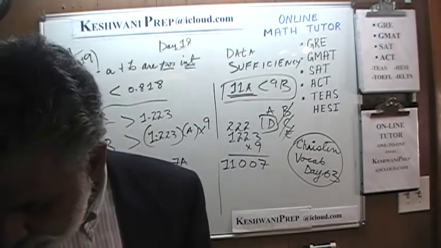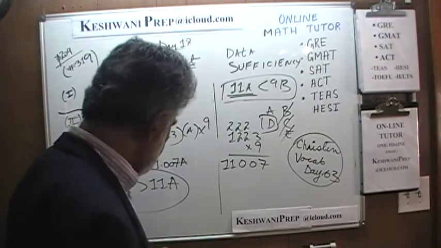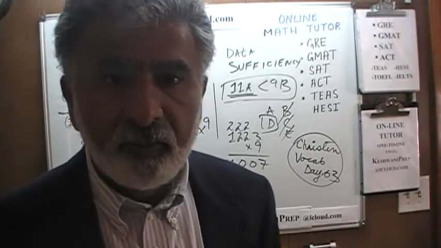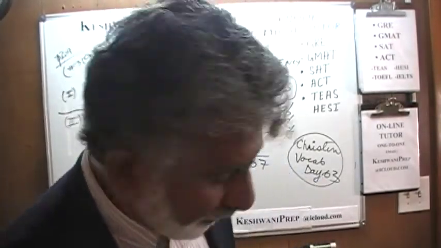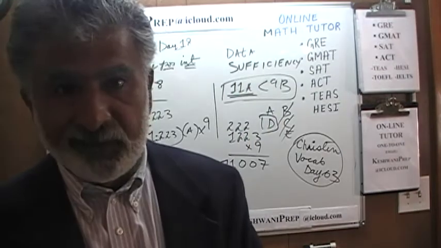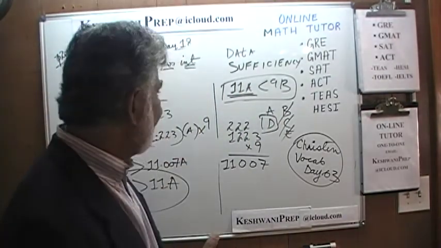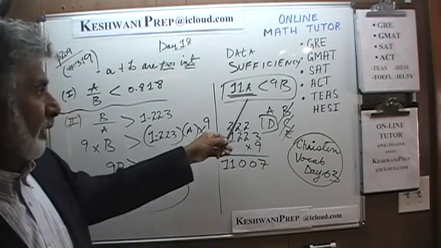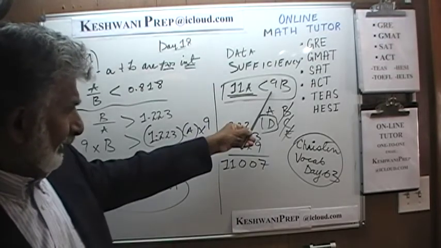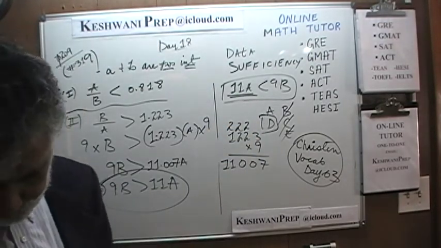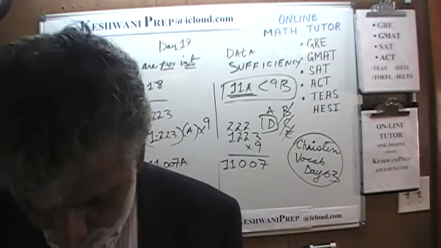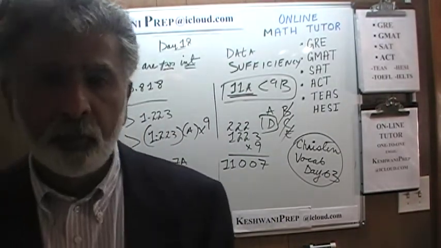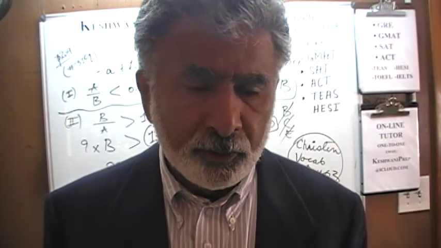Each statement by itself, I'm looking for my cat here. Each statement by itself was quite sufficient for us to be able to answer the question that was being asked, which was, is 11 times A less than 9B? That was the end of this page. We're not going to start a new page, obviously. Tomorrow we'll meet again and we'll do some multiple choice problems and we'll continue our journey.